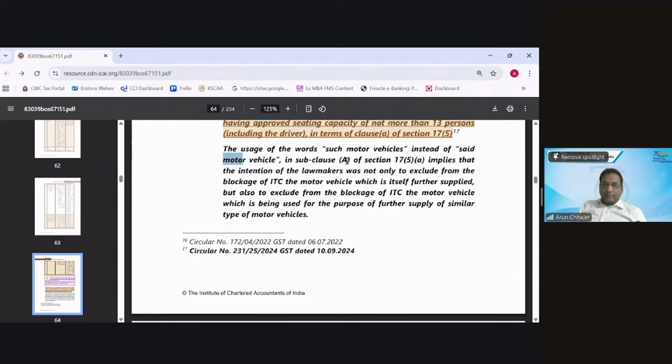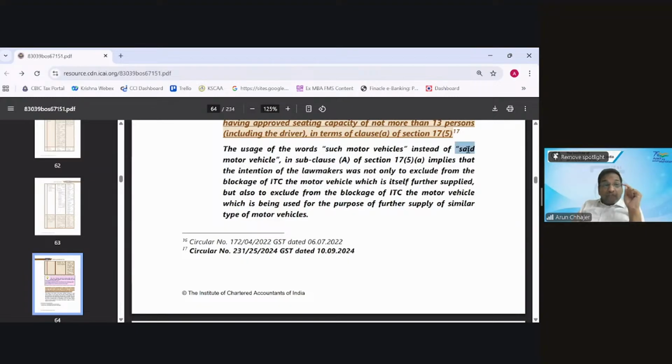A and subclause A implies that the intention of the lawmaker was not only to exclude from the blocking the motor vehicle which is itself further supplied, but also to exclude the motor vehicle which is being used for the purpose of the further supply of that motor vehicle. Try to understand. So beautifully explained. कितना डिफरेंस है वर्ड "such" यूज किया या वर्ड "said" यूज किया.